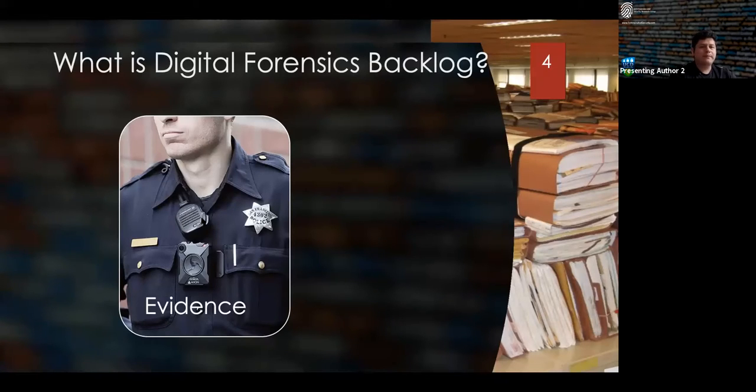So what is the digital forensic backlog? The digital forensic backlog is all about digital evidence that has been collected in a crime scene and stored in a digital forensic lab, awaiting to be processed by an expert. However, due to the lack of time and the availability of experts, and the exponential growth of devices, this has led to the digital forensic backlog.